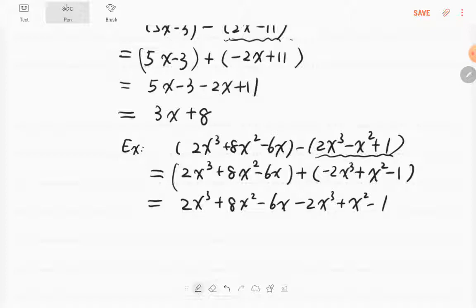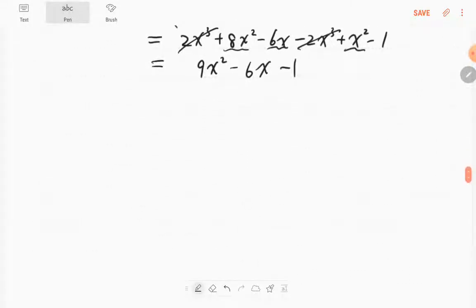After that, we still remove the parentheses and combine the like terms. So the first term, 2x to the third minus 2x to the third, so we will only have 0. Next term, 8x squared plus x squared, we actually have 9x squared. Okay? So the coefficient here is just the 1. And we check this, 6x, so we do not have any like term. And the last one, we have negative 1. So that's how we do the subtraction.